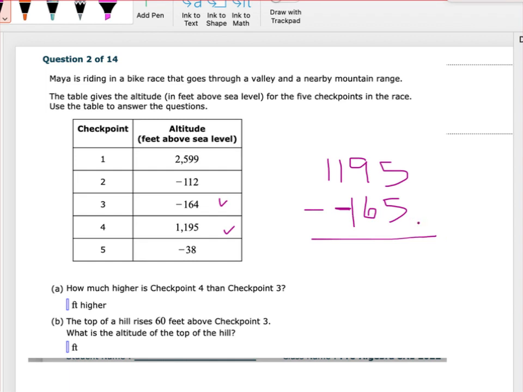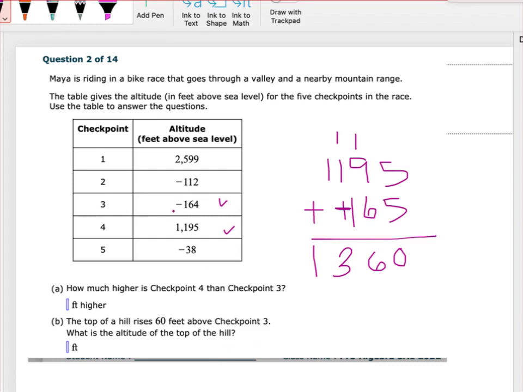Now remember, when we have subtraction, we're going to change subtraction into addition of the opposite. 5 and 5 is 10. Carry the 1. And 10 plus 6 is 16. 1 plus 1 plus 1 is 3. So 1,360 is the answer. The top of a hill rises 60 feet above checkpoint 3. What is the altitude of the top of the hill?